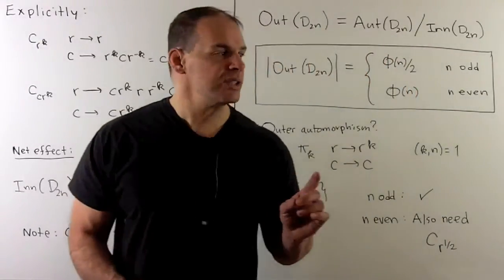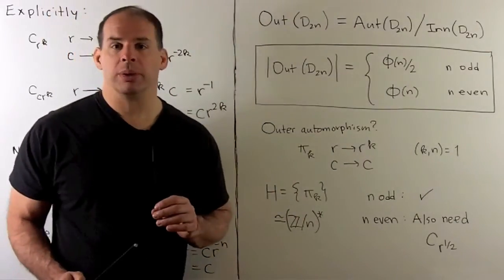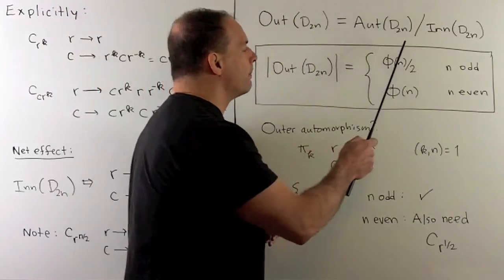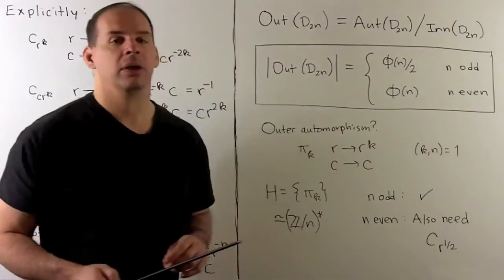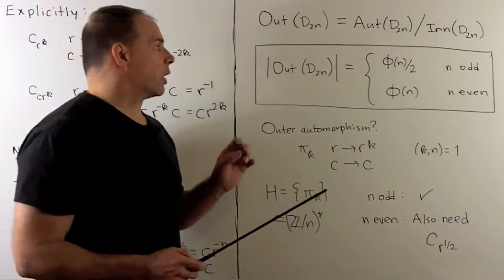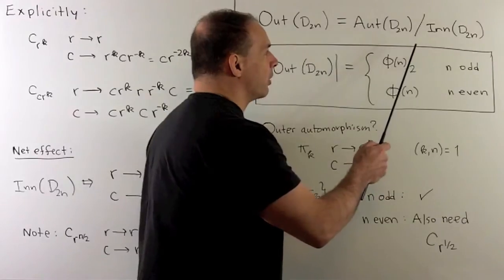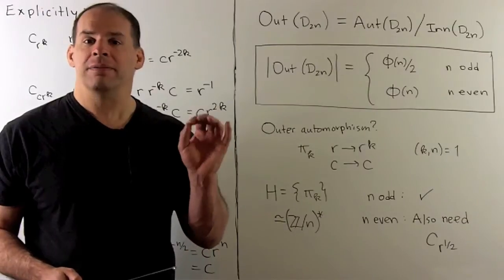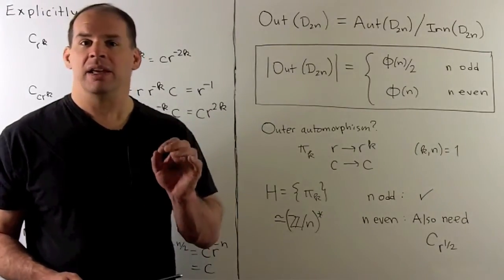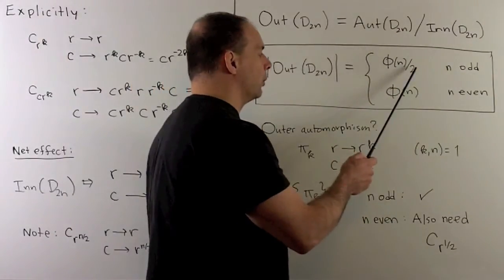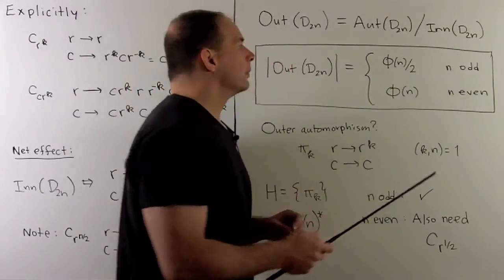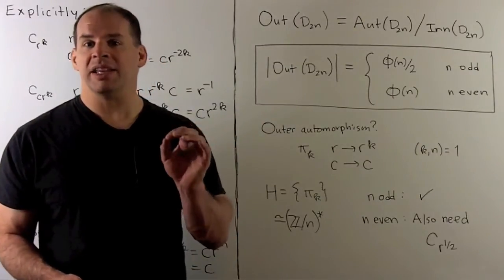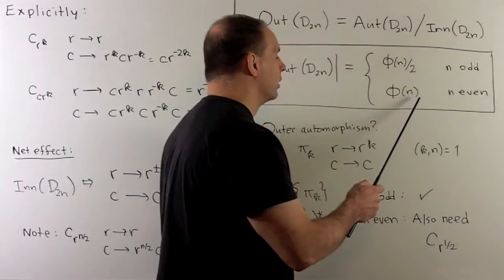Now, let's consider the outer automorphism group. So we have Out of a group equal to the quotient group, Aut of the group, mod by Inn of the group. First, let's compute the order. So we're going to take the number of elements in Aut, divide by the number of elements in Inn. When n is odd, the number of elements in Aut is n phi(n). The number of elements in Inn is 2n. So we have phi(n) over 2. When n is even, the number of elements in Aut is still n phi(n). The number of elements in Inn is n, so we're going to have phi(n).